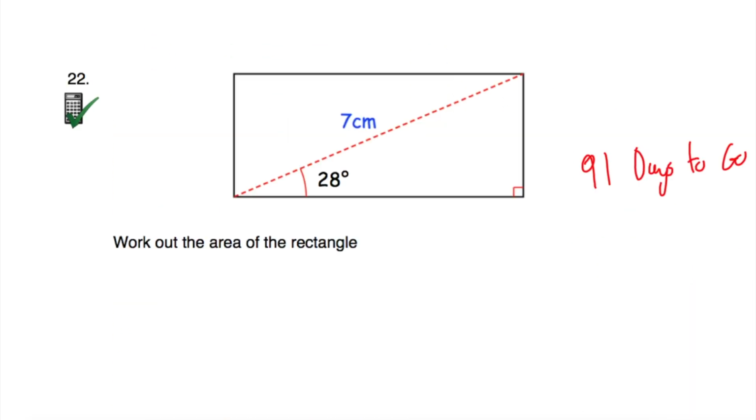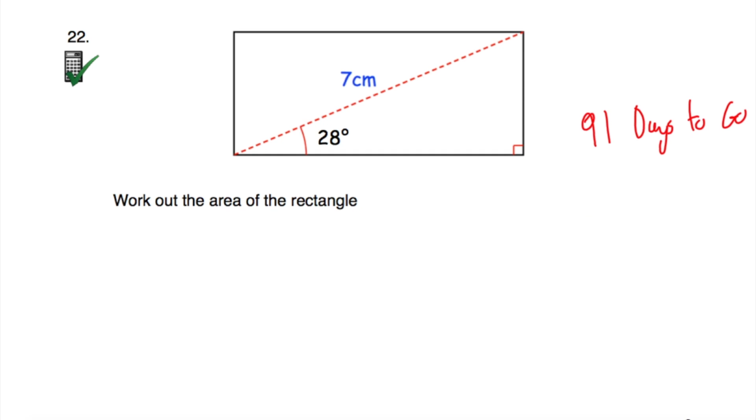Okay, let's have a look at our next question, question number 22. We've been asked to work out the area of this rectangle. So this is a trigonometry question. We've got this right angle triangle. We've got this angle here, which is 28 degrees, and the length of the hypotenuse is 7 centimeters. So let's label the sides of this triangle. It's a calculator question, and we're going to use trigonometry to find the opposite and the adjacent, and then we can multiply them together to get the area of the rectangle. If this is the right angle, the side opposite it would be the hypotenuse.